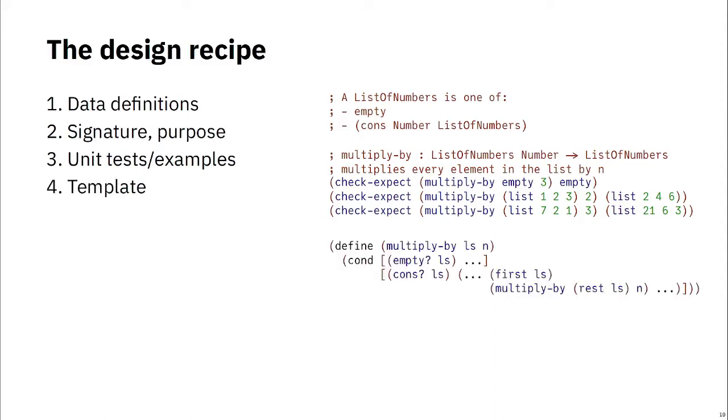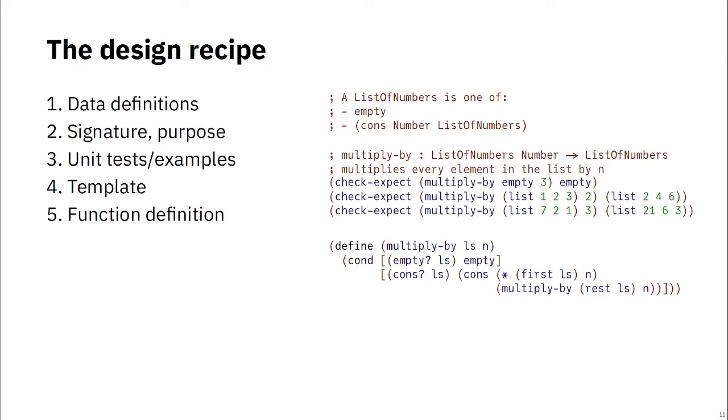We then have the students write the template. We already know what the template looks like, so we can pretty easily gloss over this step. Finally, we have our student fill in the ... dots in the template. In this case, we replace the ... in the empty case with empty, and the ... in the cons case with the multiply by function, where we multiply the first element by n and then cons it on to the rest.